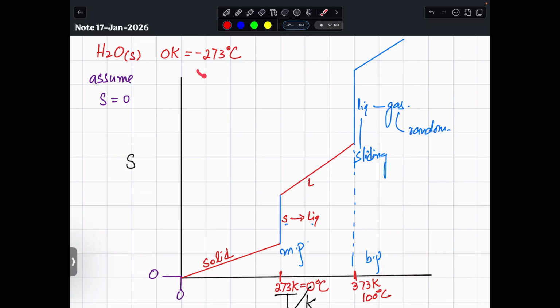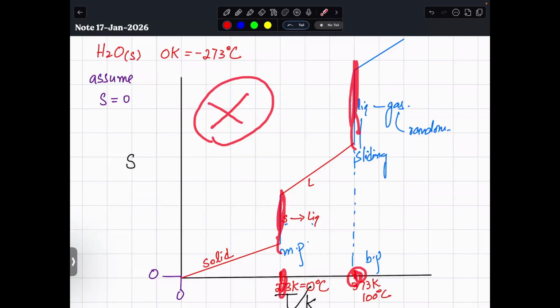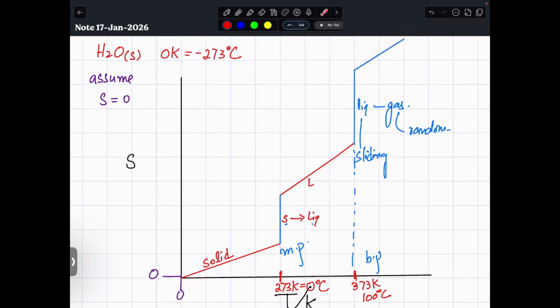I'm showing this for water, but it could be for anything, like suppose substance X. At the melting point, it will increase. At the boiling point, there will be a sharp rise. For solid, increase; for liquid, increase; for gas, the change is much more. The change on melting would be less. The change on boiling would be much more.